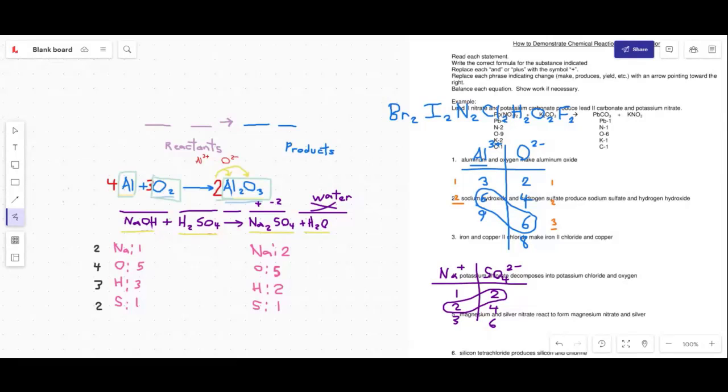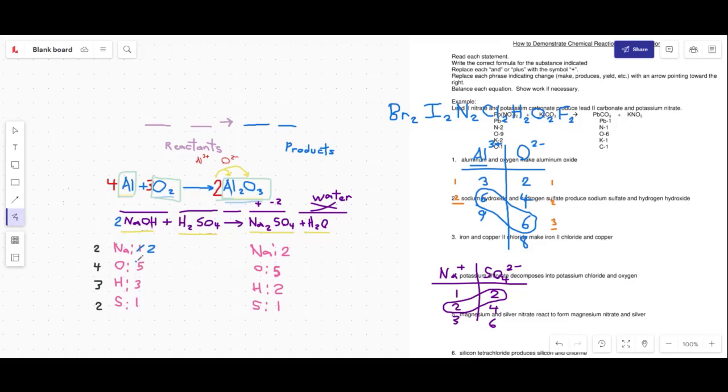Coefficients are multipliers. They multiply what's in front of them. So if I want to get the 1 to be the same as the 2 on the other side, I have to multiply the 1 by 2. So 2 times 1 sodium gives me a total of 2 now. And I also have to multiply the 2 times the oxygen. So how many oxygens do I have now?